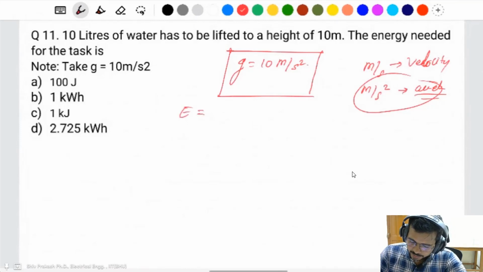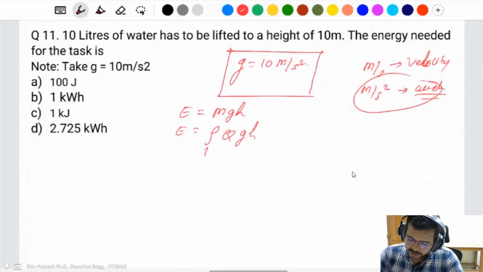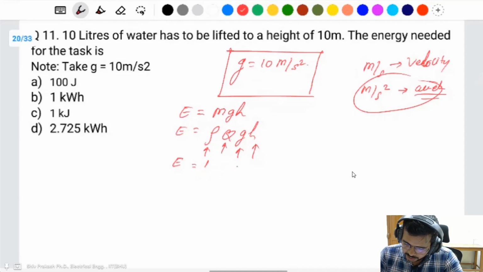The energy in a hydraulic system is mgh, where m is rho Q. Rho is the density of water, Q is the total discharge of water, g is gravity, and h is the head. In liters, the density will be 1 kg per liter, and Q is also in liters. So it will be 1 into Q, total 10 liter, g is 10, h is 10, and this will be 1000 joule.